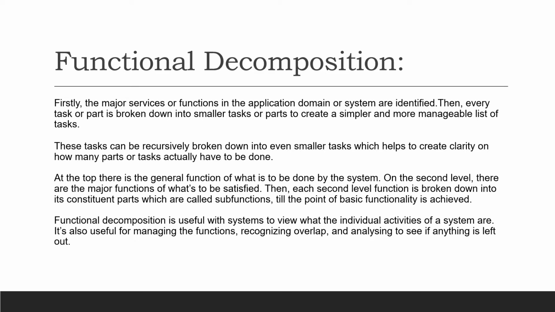So yeah, at the top you have a general function of what is to be done by the system. On the second level, the major functions that have to be satisfied, and then each function is broken down into its constituent parts or sub-functions to the point where basic functionality is achieved. It's useful with systems that have individual activities, or systems that are useful for managing functions, recognizing overlap and analyzing to see if anything is left out. So again, it's a very useful tool to make a very complicated problem very simple.